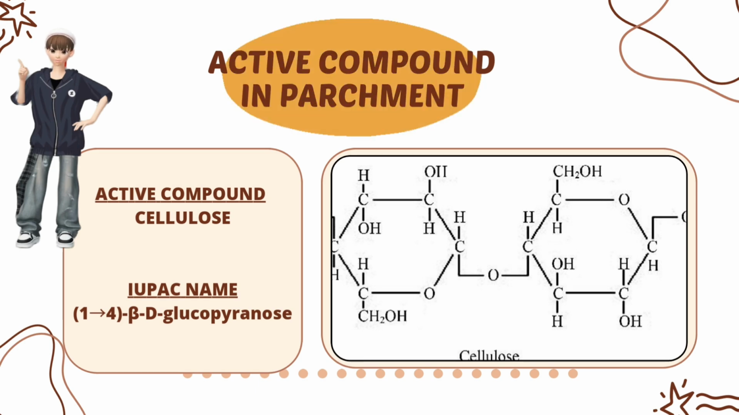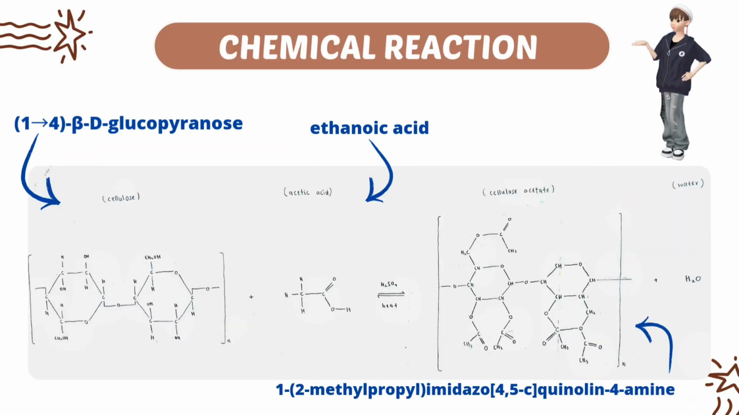The bond between them is called a beta-1,2,4 glycosidic linkage, which gives cellulose its strength and contributes to the durability of parchment. The chemical reaction in parchment is an esterification reaction. This reaction occurs in the presence of sulfuric acid and heat. As we know, when alcohol reacts with a carboxylic acid, it forms an ester and water.